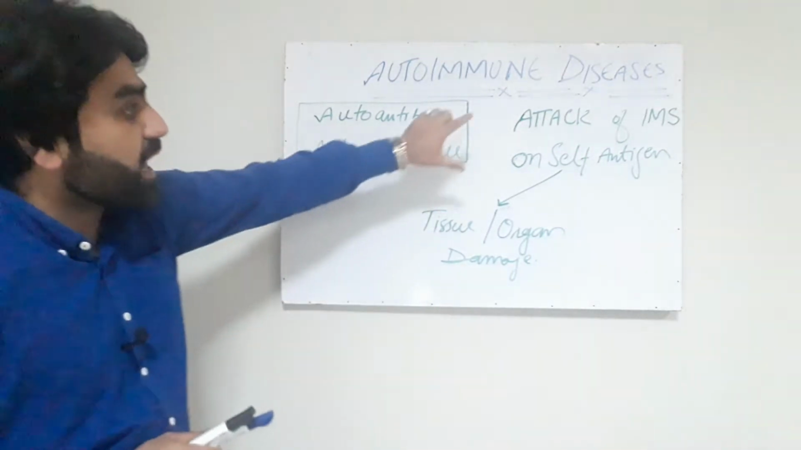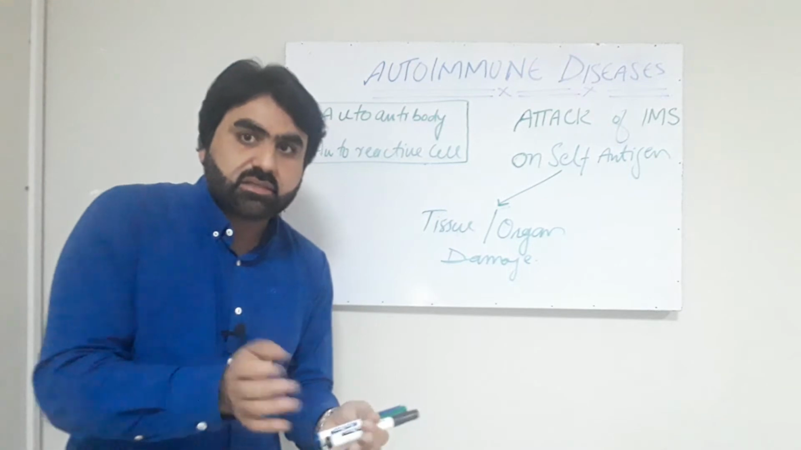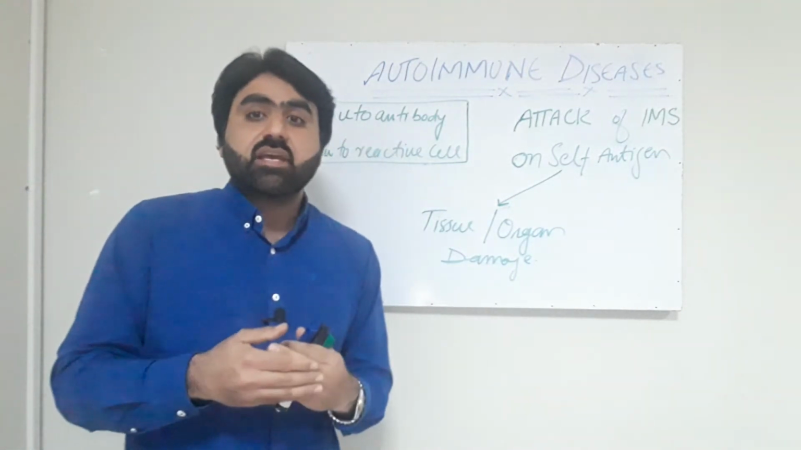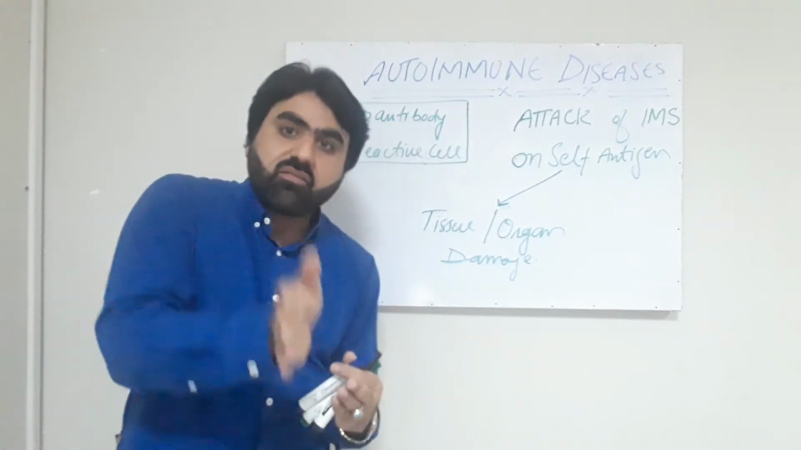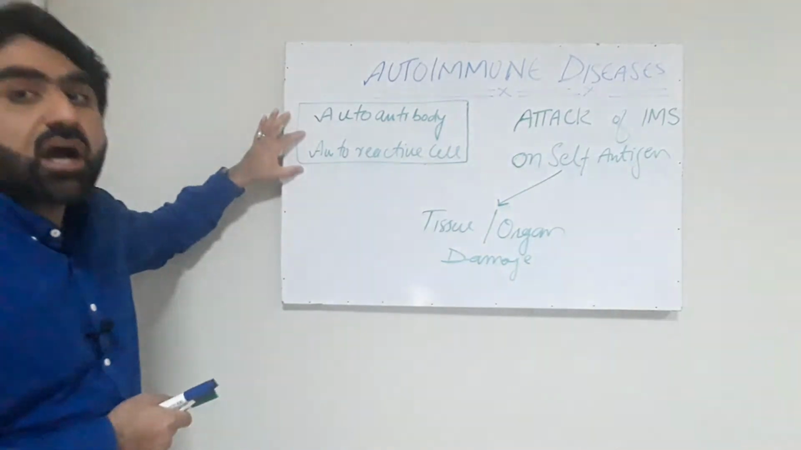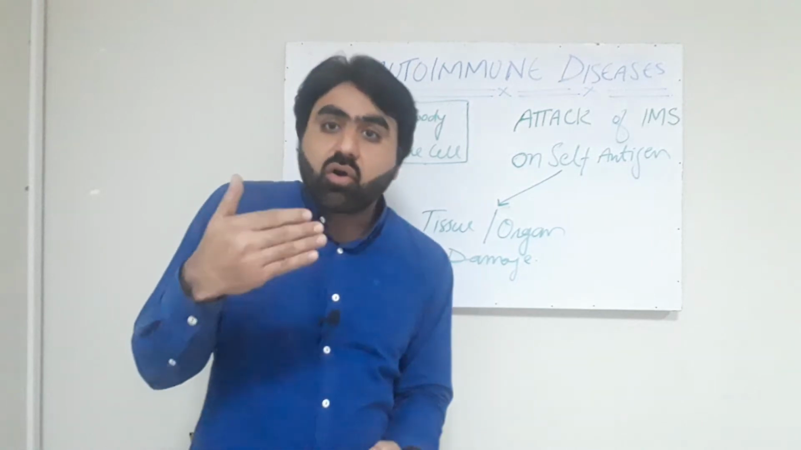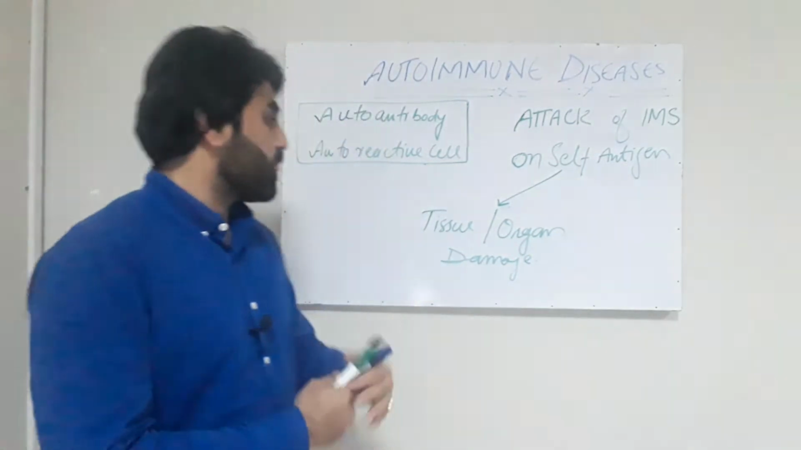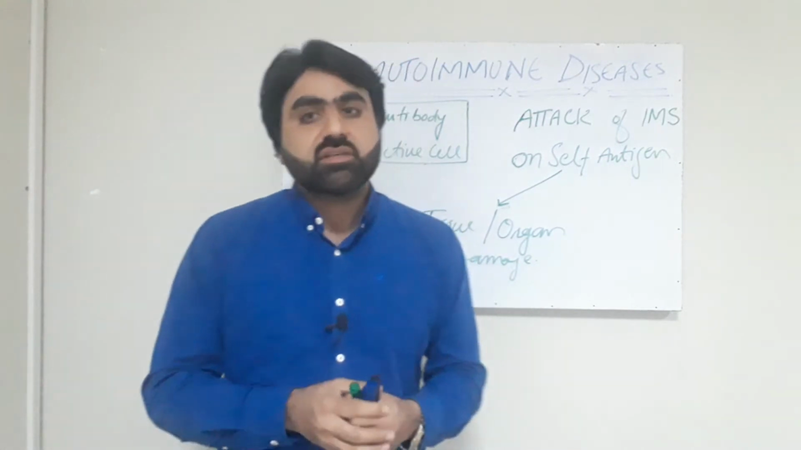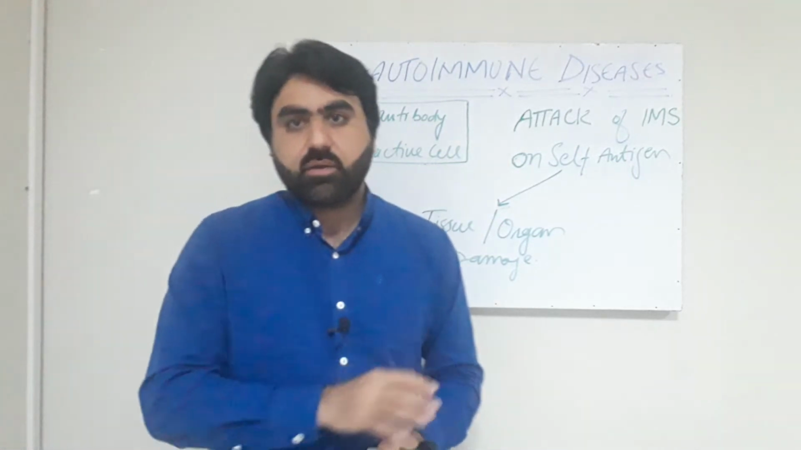And this attack could be cell mediated or antibody mediated, and those antibodies or those cells which attack the self antigen of the body are known as autoantibody or autoreactive cells. So these autoantibodies or autoreactive cells damage the tissue and organ of the body and result in a disease which is known as autoimmune disease or autoimmune disorder.